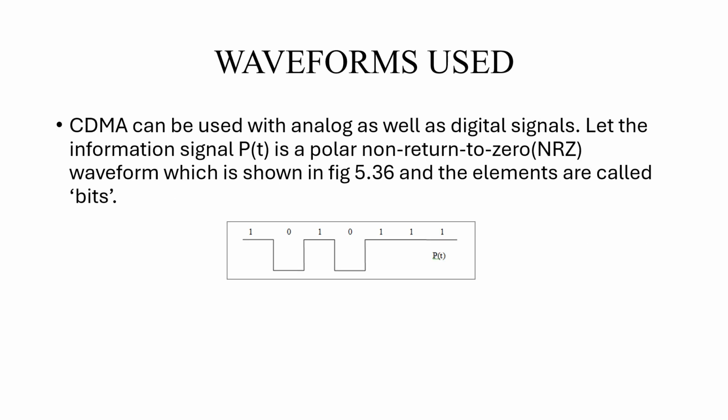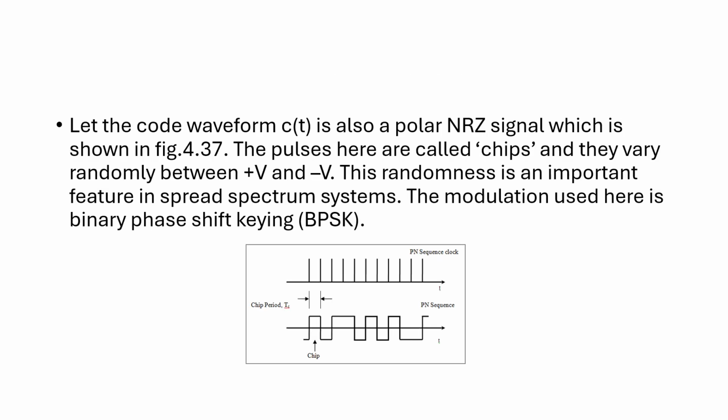The waveforms used here are analog as well as digital signals. The information signal P(t) is polar non-return to zero. The waveform is in this format, for example 1 0 1 0 1 1 1, and the signal will be like this. This is the code carrier signal, the codeword form of the signal C(t). C(t) is polar non-return to zero. The pulses are called chips and randomly vary between minus V and plus V voltages. The modulation used here is BPSK modulation.